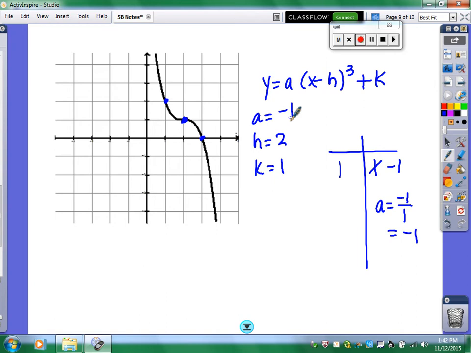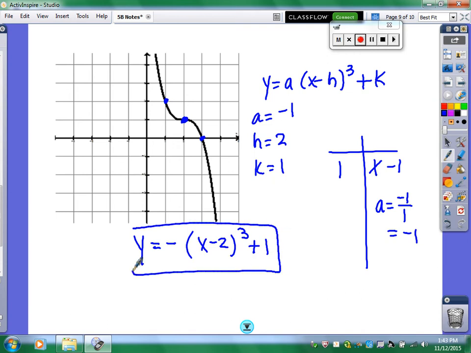Now it's just a matter of plugging and chugging to get our final answer. So the opposite, or negative, x minus 2 cubed plus 1. There's the equation of my graph. All right, please don't leave off that cube, because it'll be a line if you leave off the cube. So be careful. All right, let's look at the other method, the algebraic method.